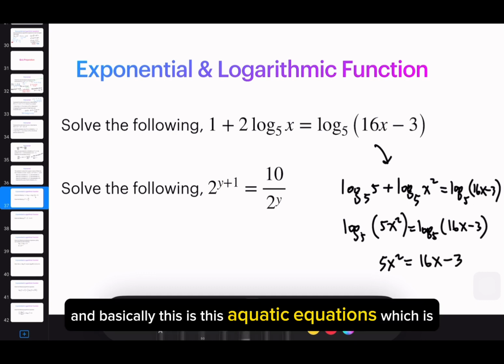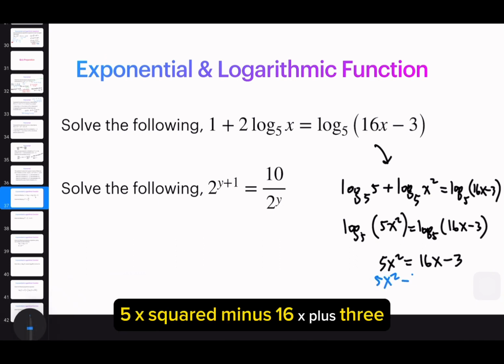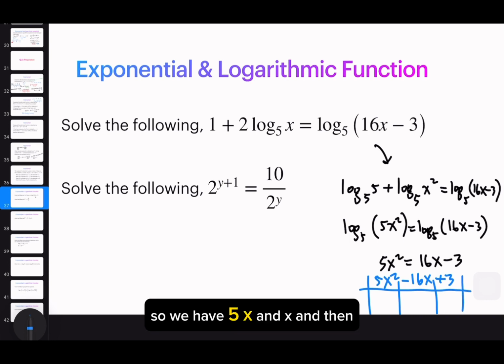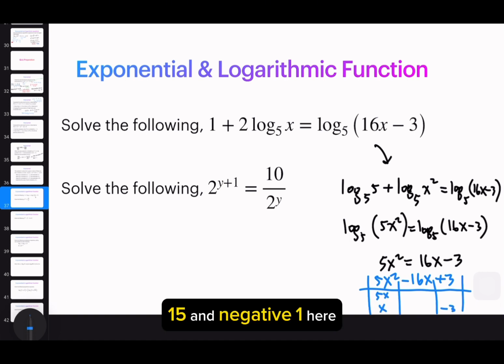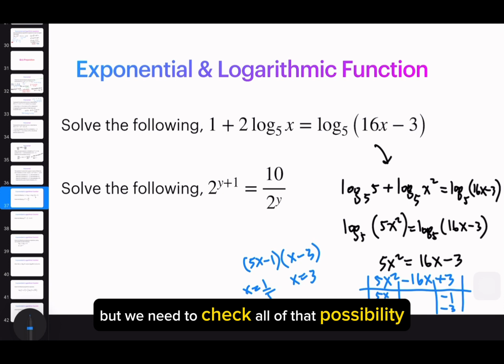and basically this is just a quadratic equation, which is 5x squared minus 16x plus 3. So we have 5x and x, and then we should have negative here to make it negative 15 and negative 1 here. Right? So we have 5x minus 1 and x minus 3. So x is equal to 1 over 5, x equal 3. But we need to check all of that possibility.